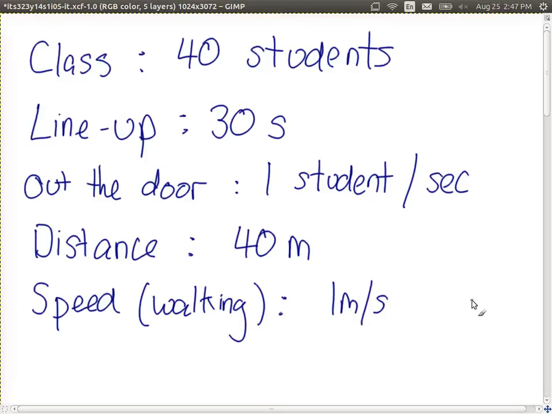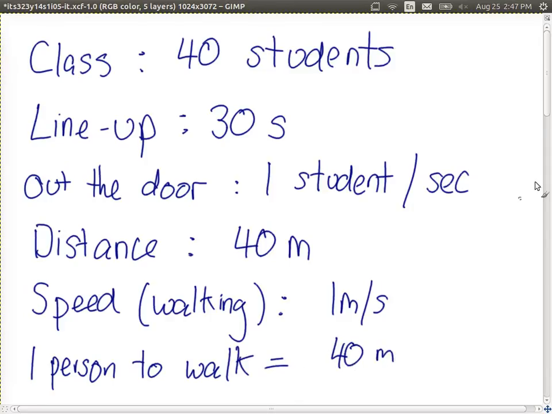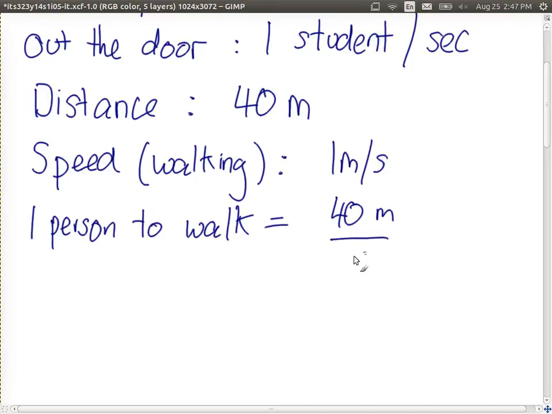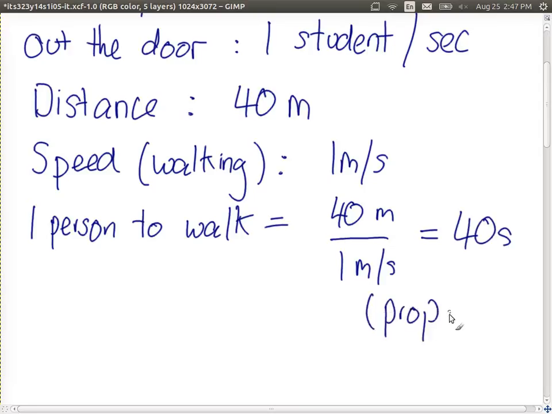You step out the door, it takes you 40 seconds, okay, to propagate down the corridor, down the stairs, and into the other room. So let's call that the different parts here. The time for one student to walk there, 40 meters at 1 meter per second, equals 40 seconds. We'll call this the propagation time. Propagation. The time to travel, but the time for one person to travel.